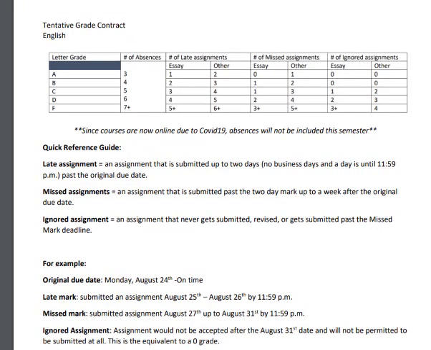So let me explain the grading contract for a moment. First, you will see an example from a previous class. This was when we had a face-to-face course. Because of COVID and moving to the online platform, you're going to ignore the number of absences. Those will not be taken into consideration for this particular class. Nevertheless, for the remaining columns, you'll notice that there is a column for late assignments, a column for missed assignments, and a column for ignored assignments.